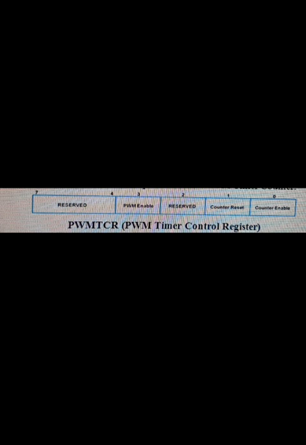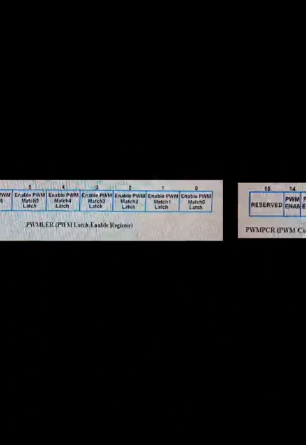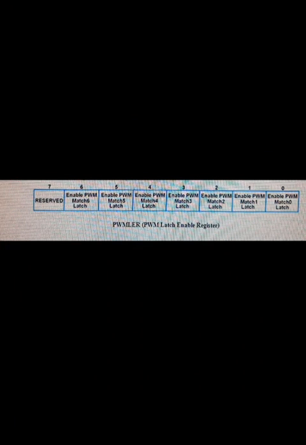This is the summary of the PWM registers, and these are the steps for the PWM registers, which are included in the notes. The first step is to reset the PWM timer counter using the PWM TCR. Then load the prescaler value according to the need of the application.